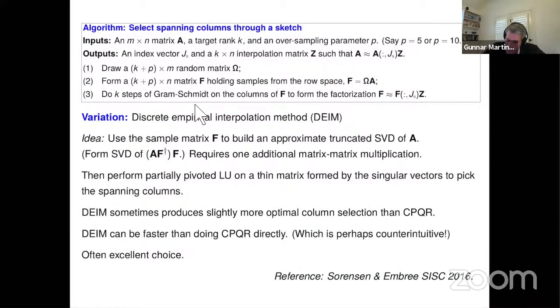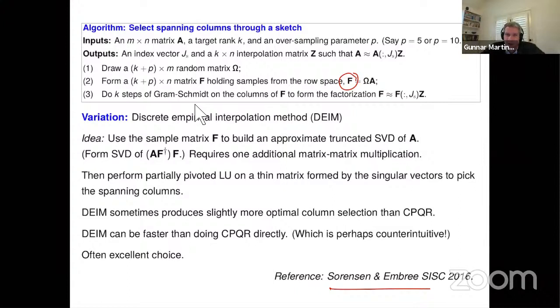Okay, so here is another fun fact. This is a method proposed by Sorensen and Embree that performs very well. It's an improvement to the basic scheme that I described. Once you have the sample F, the rows of F form an approximate basis for the row space of A. So what I can do is restrict A to that space spanned by the rows of F, and then compute an approximation to the SVD of A in that space.